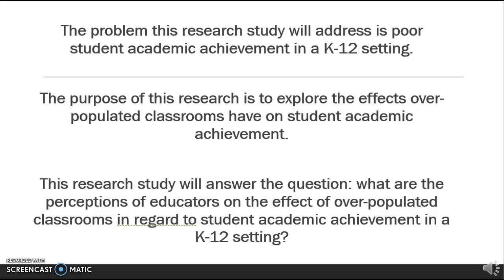The problem this research study will address is poor student academic achievement in a K through 12 setting. The purpose of this research is to explore the effects overpopulated classrooms have on student academic achievement. This research study will answer the question, what are the perceptions of educators on the effect of overpopulated classrooms in regard to student academic achievement in a K through 12 setting?